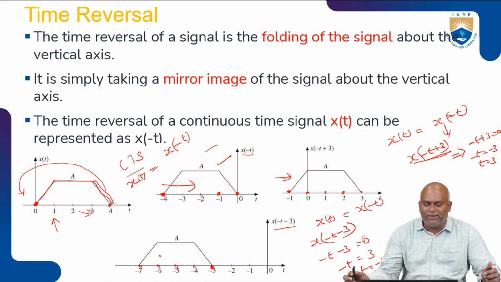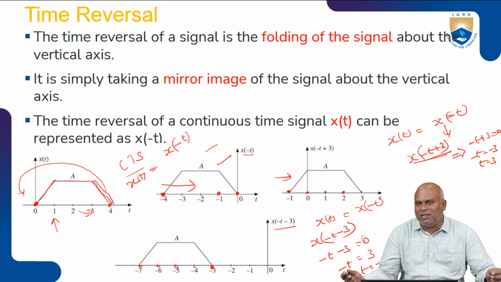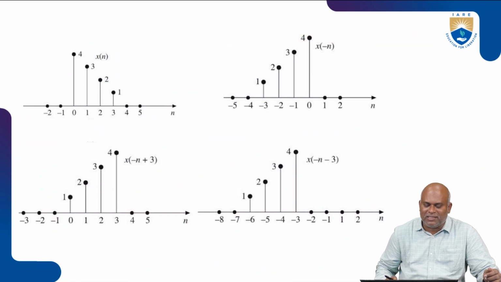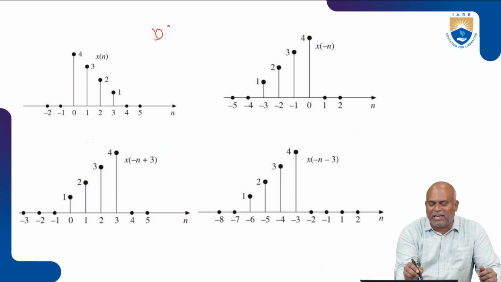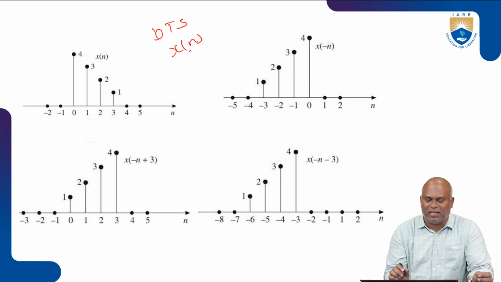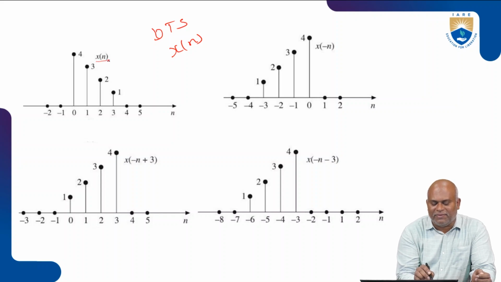This is the way we do time reversal as well as time shifting, both time advance as well as time delay. Next I should take the discrete time signal, that is x of n. I represent x of n as the discrete time signal. Now this is x of n.